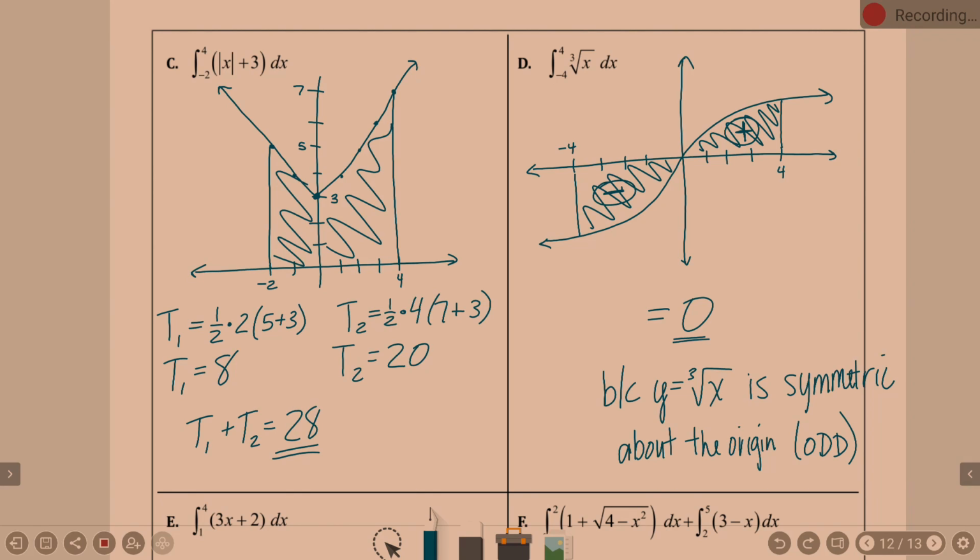E. E is a lot like A from the front side, I think. Yep. So I'm going to tell you the answer for E.